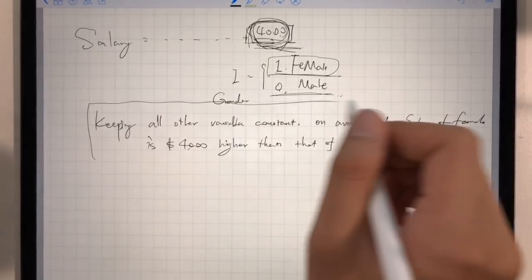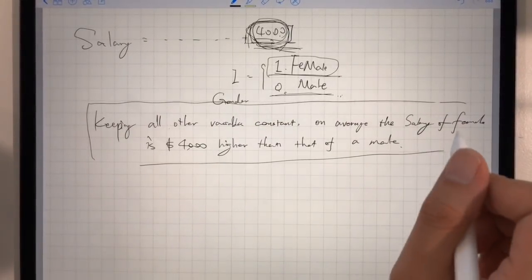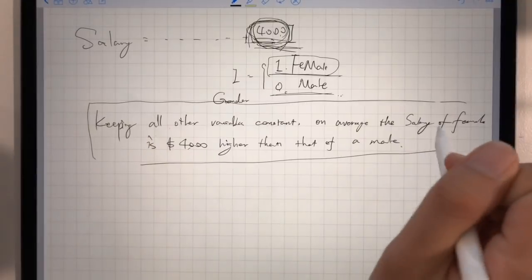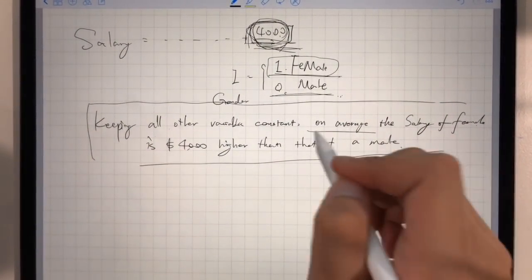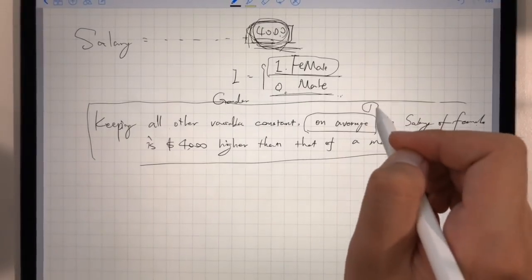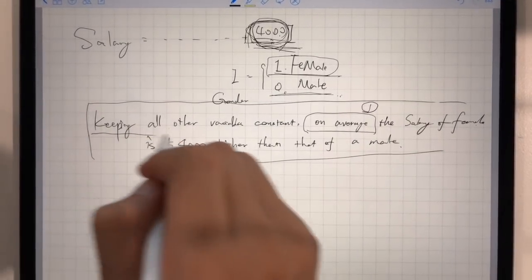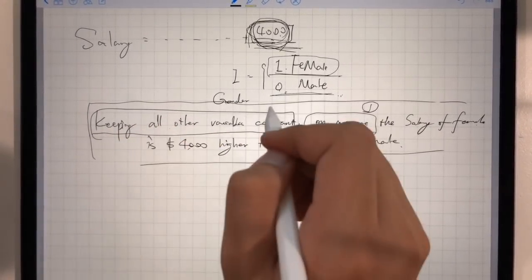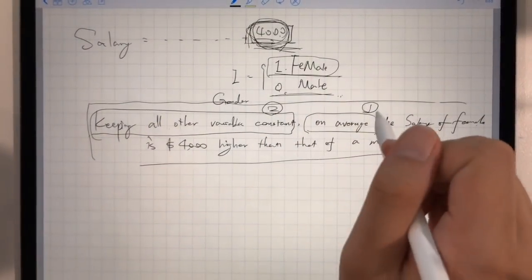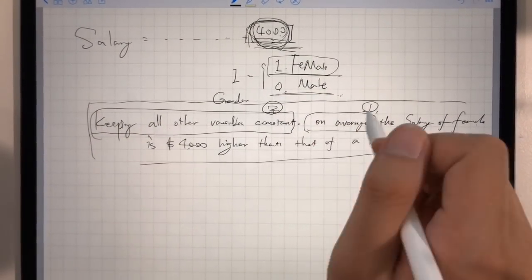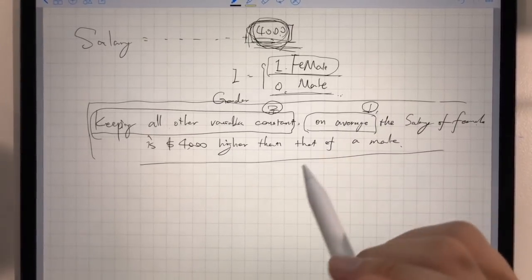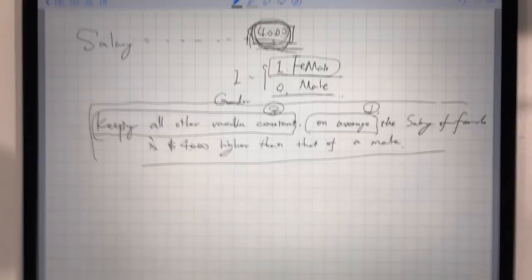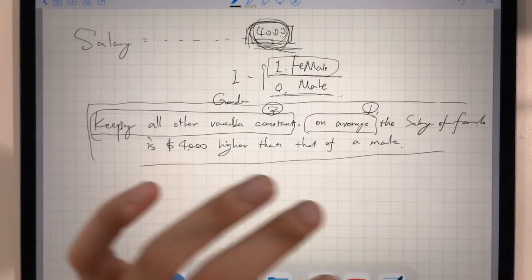Everyone happy with that? So this is the difference, right? It's more than what? Oh, the difference between female and male is 4,000. But don't forget, on average. So this one probably worth 1 mark, and keep all other variables constant, again, worth another mark, okay? Those are the 2 important things you need to mention in your answer, okay, in order to get full marks. All right, any other questions?